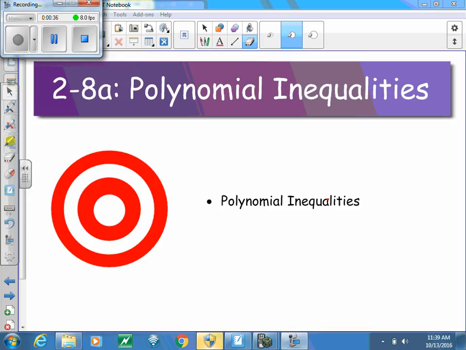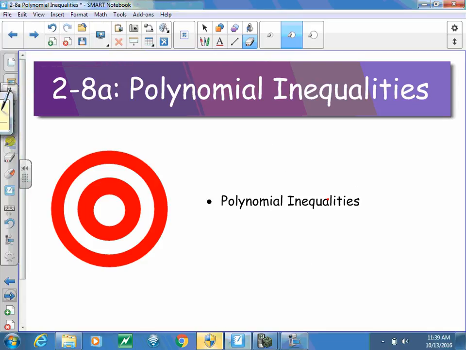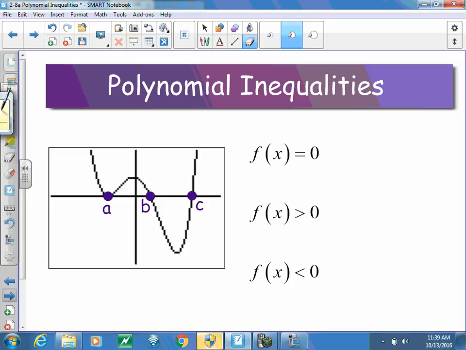So first of all, what are we doing when we are solving an inequality? You're looking at when something is going to be greater than or less than a particular value. And here with our polynomials, we're going to be looking for when our polynomial is greater than 0, when it is less than 0, perhaps greater than or equal to, less than or equal to. Up until now, we've been working with equations.